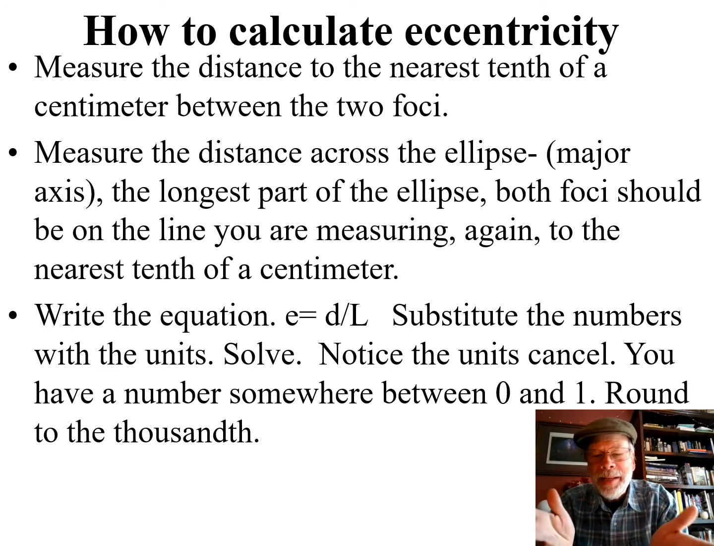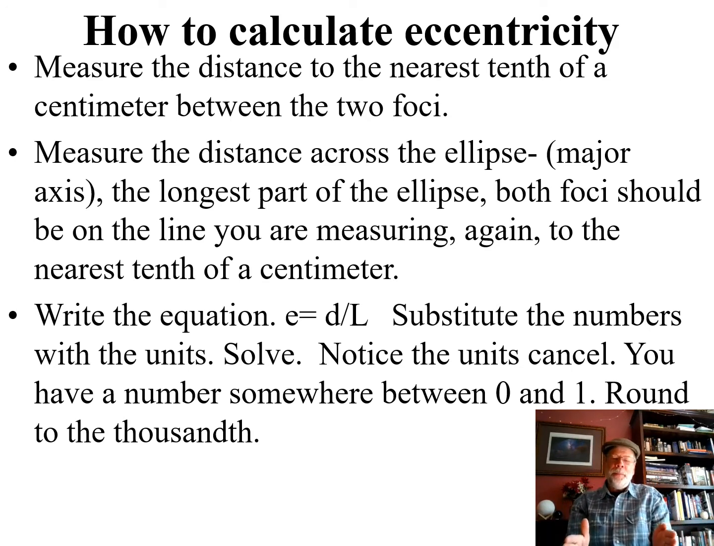Now, this is for a piece of paper in front of you. If you wanted to measure eccentricity of actual orbits and things, you need to call an astronomer or stay in school and become one. So once you have measured that, you would round that number to the nearest thousandth, at least for the Earth Science Regents exam.